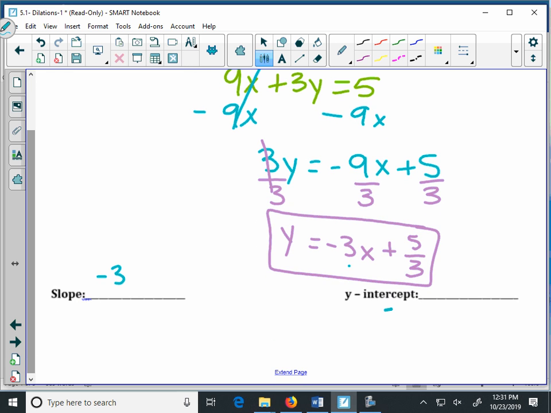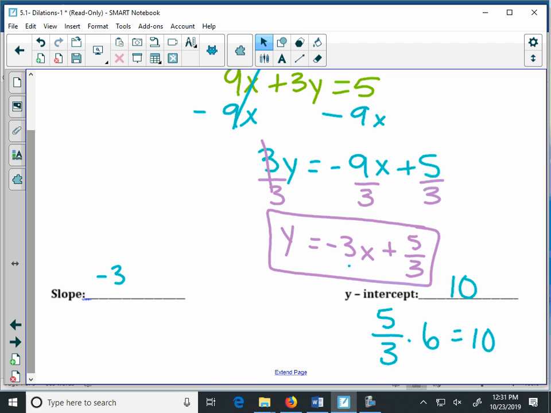What do we have to do with our b to get the y-intercept of our new? Yeah, times it by the scale factor. So we're going to take 5/3 and times it by my scale factor. What do we get when we do 5/3 times 6? So the y-intercept of our new. So you're dilating a line, keep the slope the same, multiply the b by the scale factor. And that will give you the b of the new.